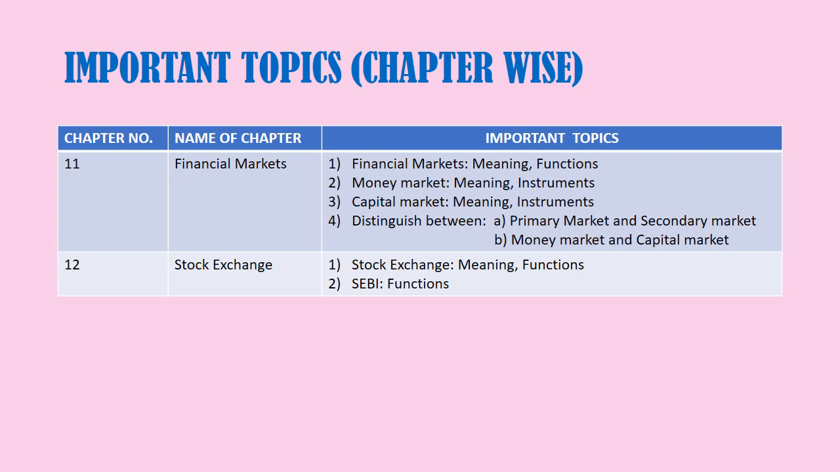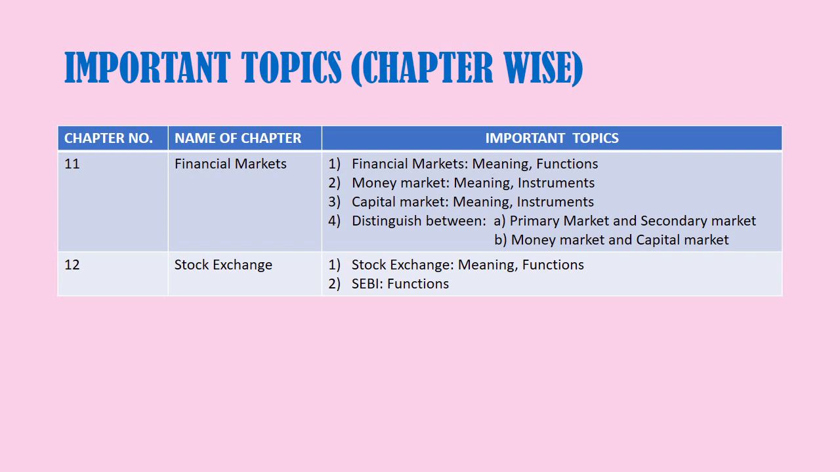We then have the 11th chapter, financial markets. Financial markets, meaning and functions, can be asked for 4 marks and also for 8 marks, probably for 8 marks. Then we have money market, meaning and instruments, capital market, meaning and instruments. These also can be asked for 4 marks each. Distinguish between primary market and secondary market, and money market and capital market are quite important in this chapter.